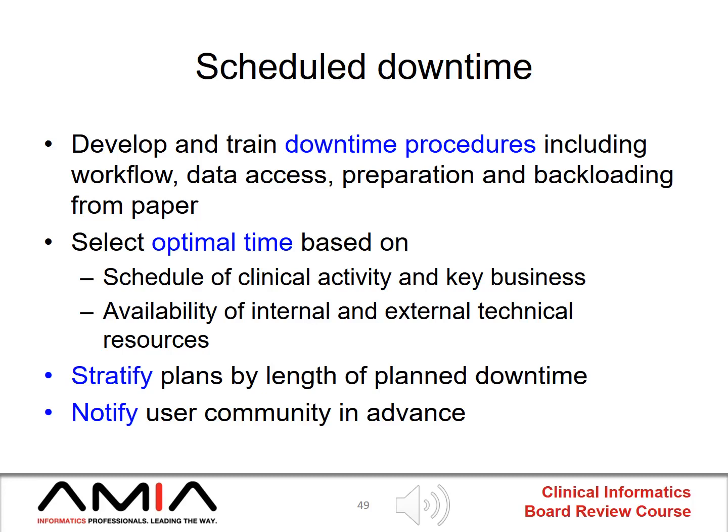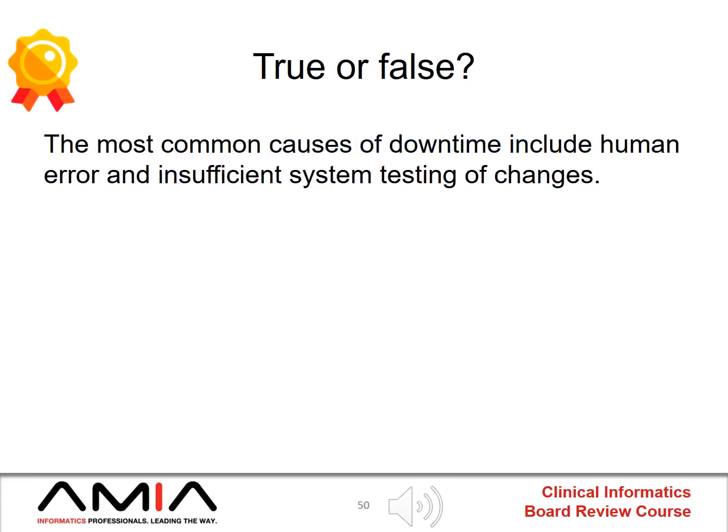If they are planned, it goes without saying that you want to notify the user community well in advance of when this is going to occur and what to do, and remind them about the downtime procedures they should use at the time the system is down. Here is a question for you in the area of operations. True or false? The most common causes of downtime include human error and insufficient system testing of changes. Answer is on the next slide.